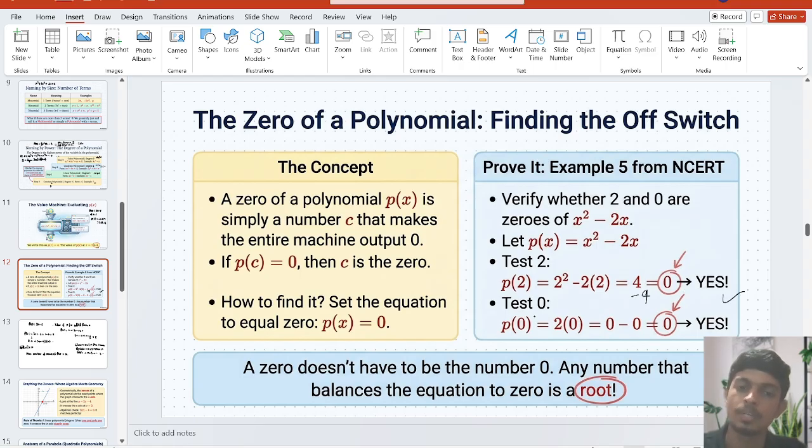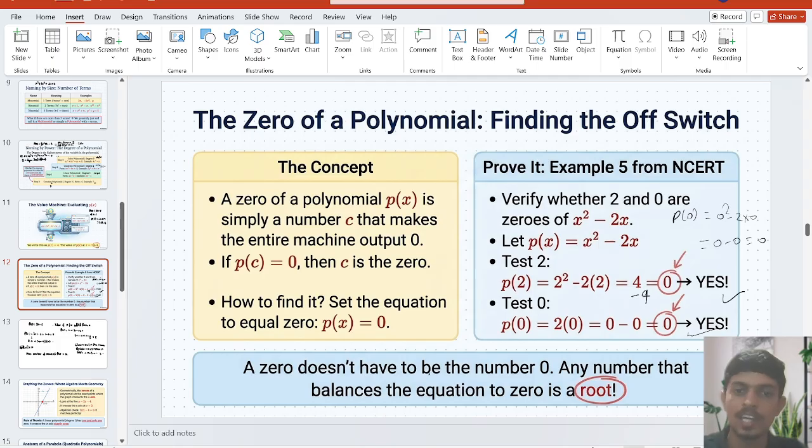Test 0. P(0) is equal to 0 square minus 2 into 0. Now 0 minus 0 is equal to 0. So we can say that 0 is a zero of the P(x). I hope you understand.